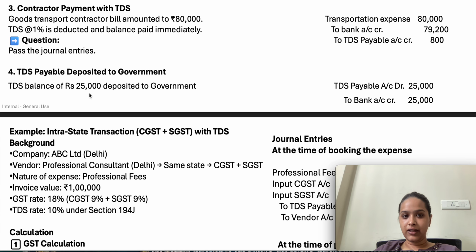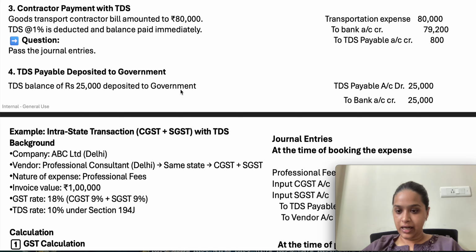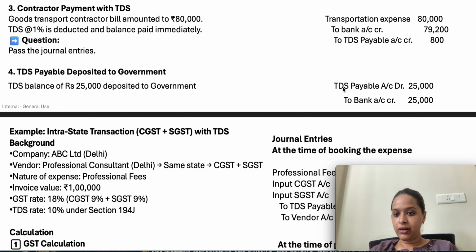TDS balance of 25,000 deposited to the government. It means whatever TDS liability we have, we already deposited to the government. It means it will reduce the bank balance. The bank balance should be credited, and our liability will be reduced. So TDS payable account debit 25,000. Okay.